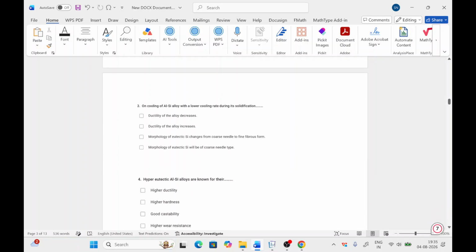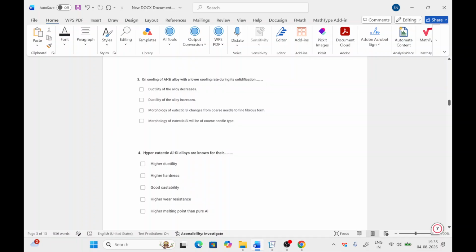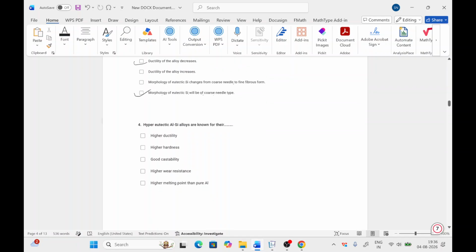Third question is on cooling of aluminum silicon alloy with a lower cooling rate during its solidification. So the lower cooling rate will increase the silicon particle size, so ductility decreases. First is correct. Morphology of eutectic silicon changes from coarse... no, this is not. Morphology of eutectic silicon will be of coarse needle type. So first and fourth options are correct.